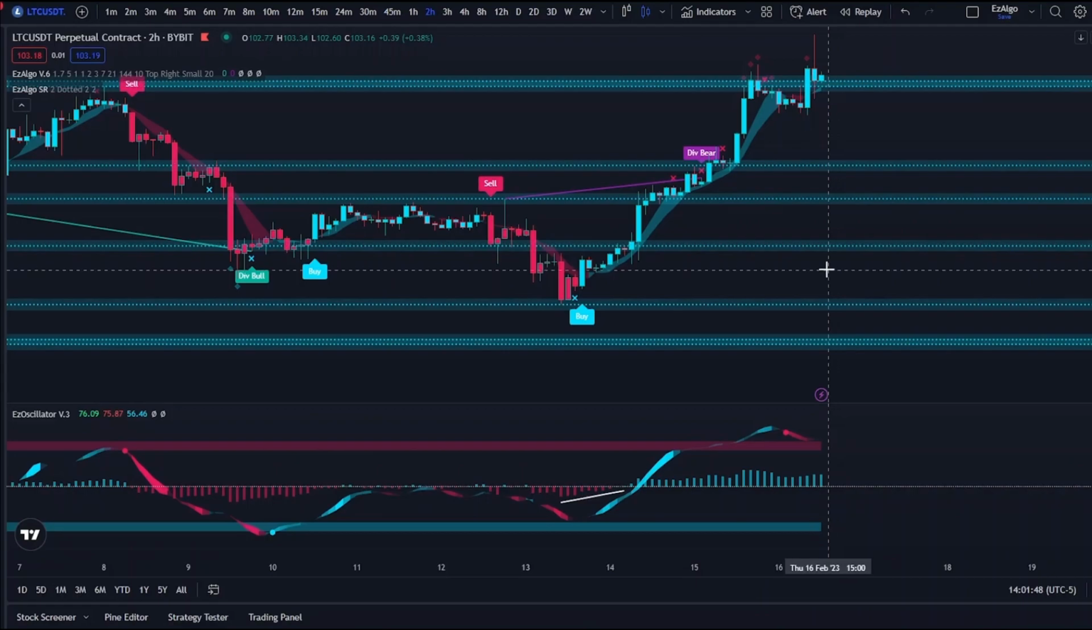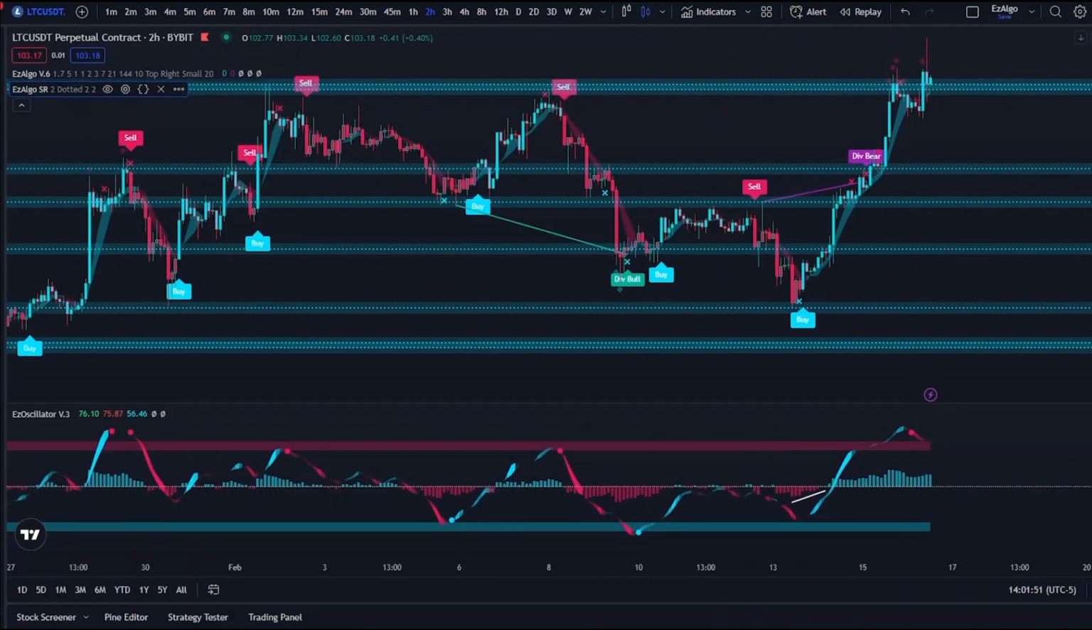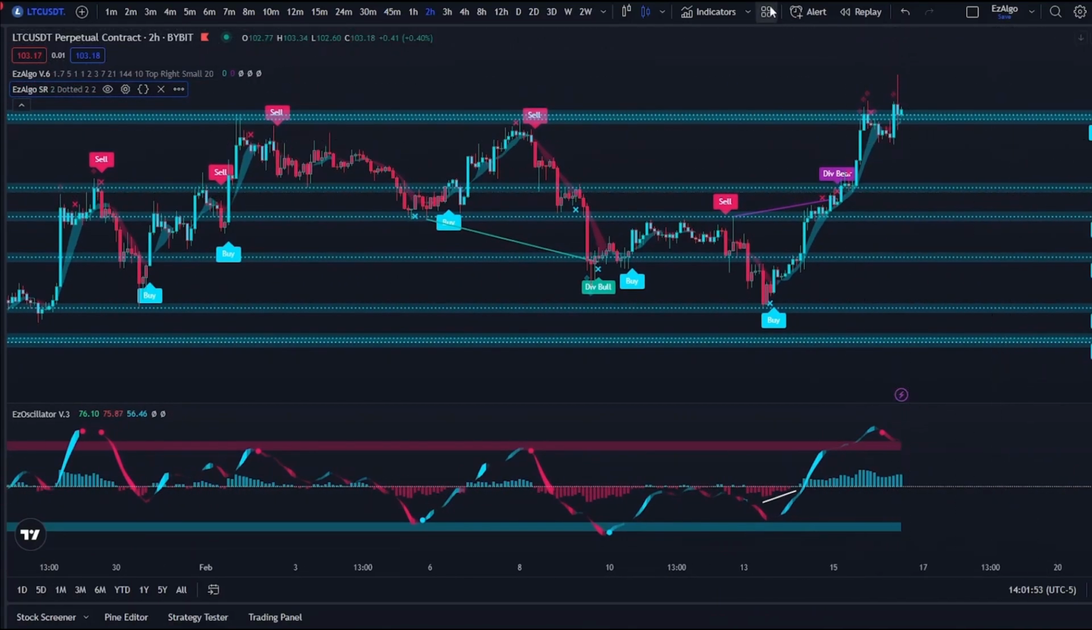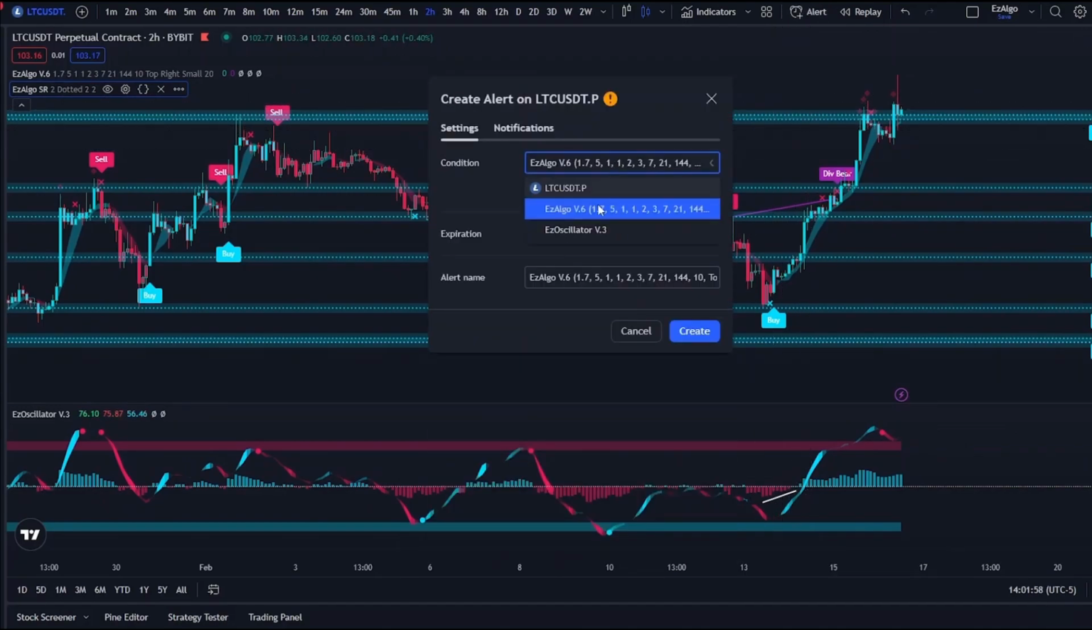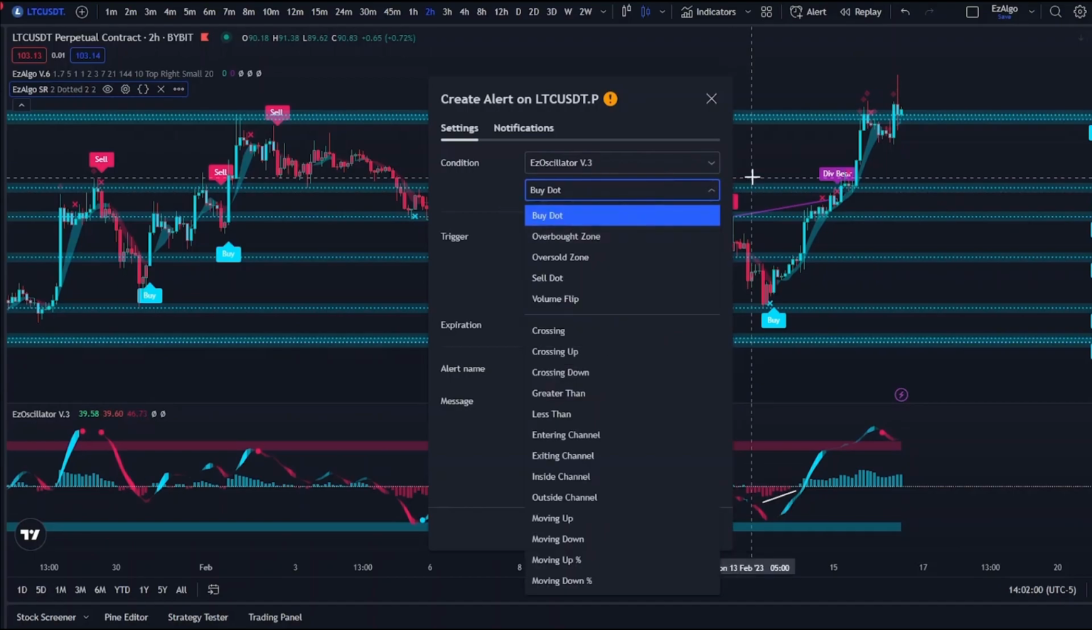Now this works across any asset on any time frame, which leads into another update we've added, which are the alerts. So we've added a few different alerts on the Easy Oscillator. So let me go to the Easy Oscillator. Of course, we have alerts for the buy and sell dots when the oscillator reaches the overbought and oversold zones. And then we've added a new alert for the volume flip.